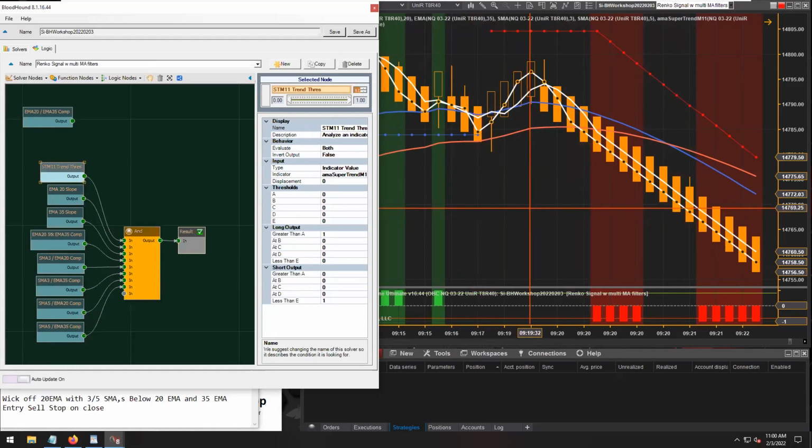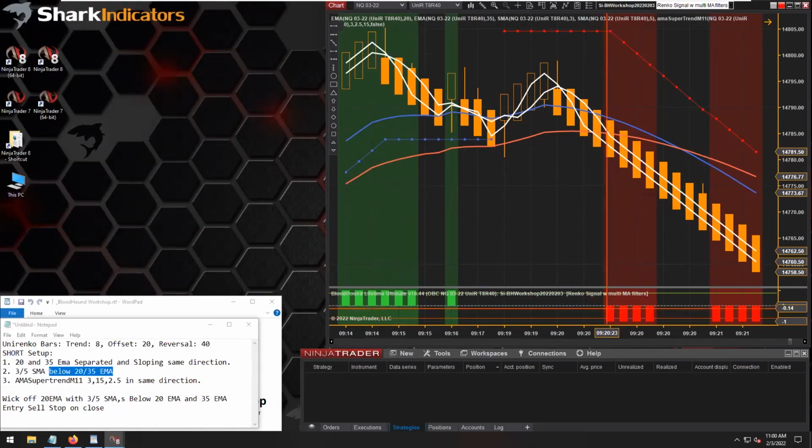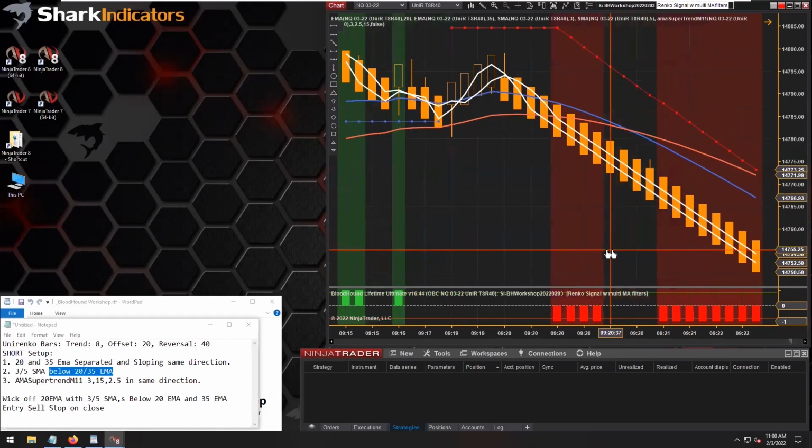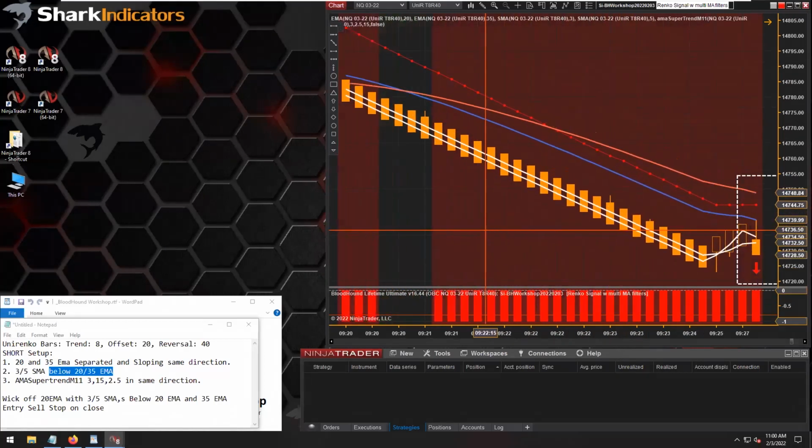Now let's take a look at the board here. Let's take a look at these couple of bars with the short trend. So both SMAs are below both EMAs. And then the EMAs get too close to each other, so there's no separation there. So the trend disappears, and then the downtrend starts again. So there's the 2 SMAs below the 2 EMAs for a short setup.